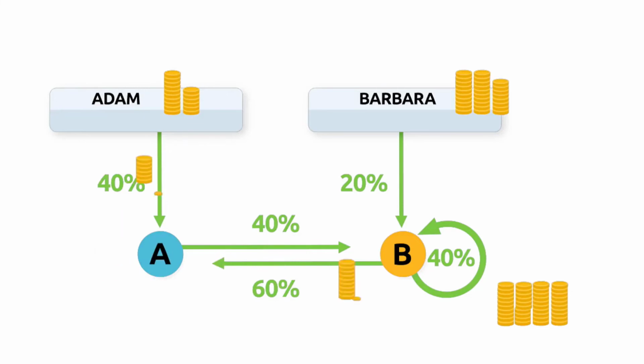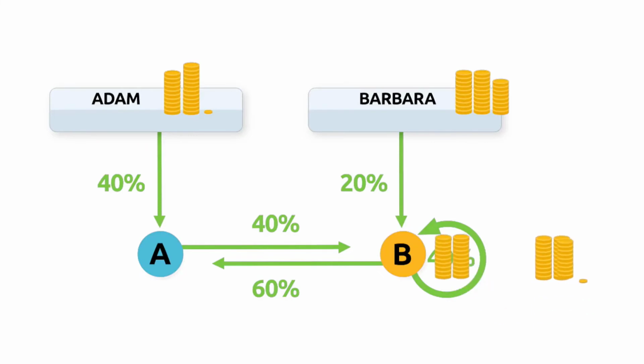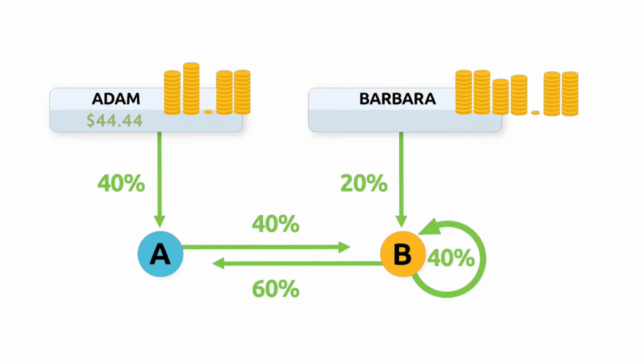If we continue in this fashion an infinite number of times, all the money will end up with Adam and Barbara. Adam will get $44.44, while Barbara will get $55.56, meaning Barbara is the largest indirect owner of beta. This is, of course, not how dividends are paid out in practice, but the illustration is still valid.